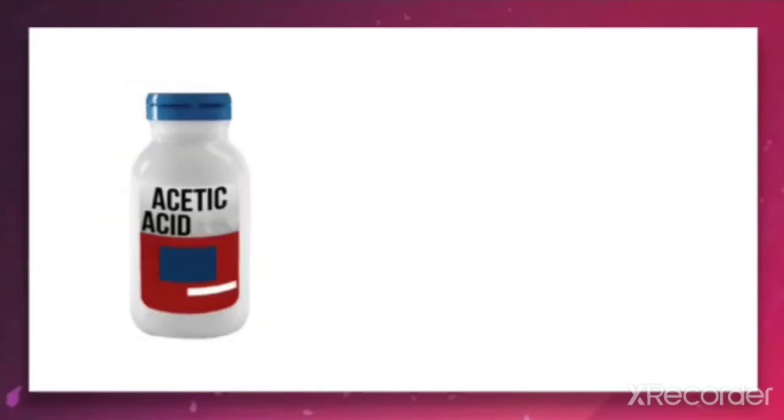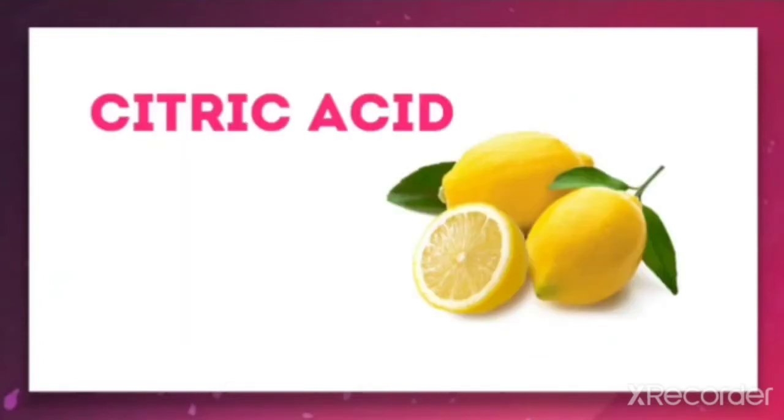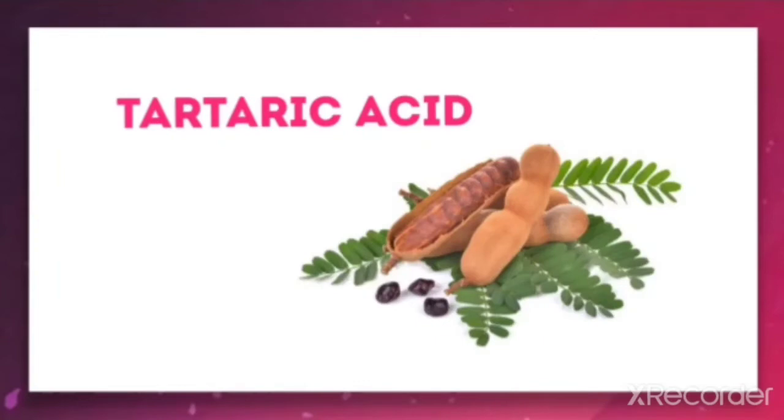Acetic acid is known to be the main constituent of vinegar that we use at home in making pickles and in other ingredients. The lemon, which is a citrus fruit, has an acid called citric acid, and the tamarind has an acid called tartaric acid. So these are the very common acids we come across in our daily life.